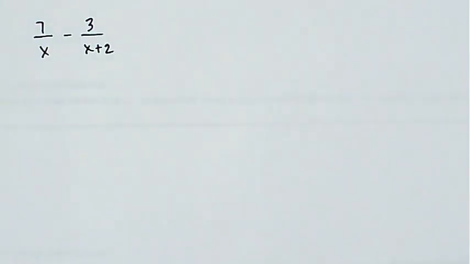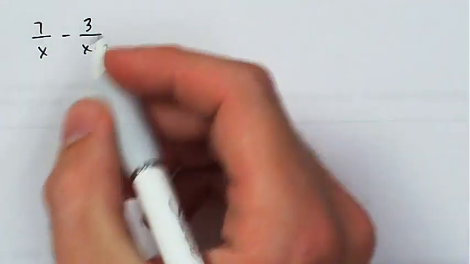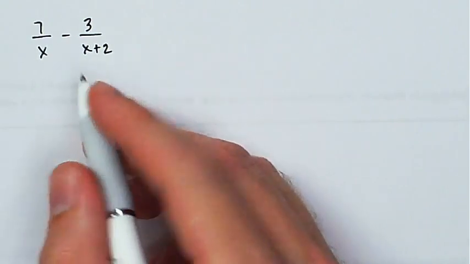All right, now here's one where we can ramp up the difficulty a little bit. So I've got 7 over x minus 3 over x plus 2. And these are not a common denominator, and unfortunately I can't just add a plus 2 to the denominator and the numerator of 7 over x. That would not be fair. That would not be keeping the thing the same. I'll let you think about why that's true.